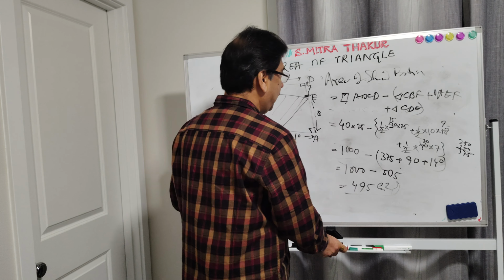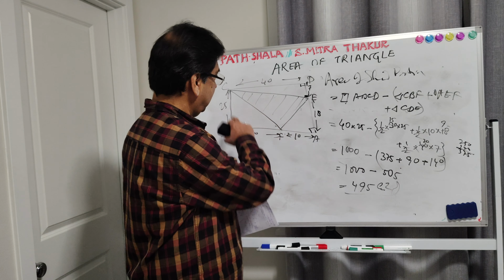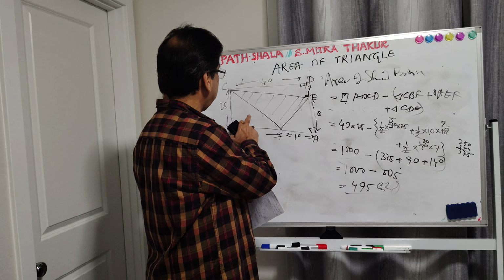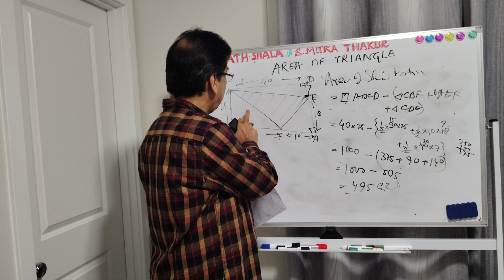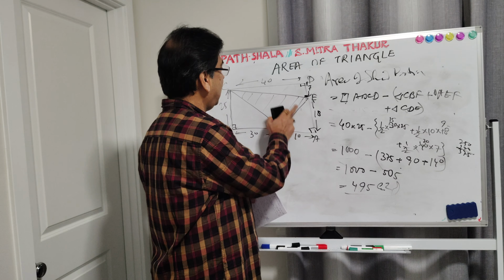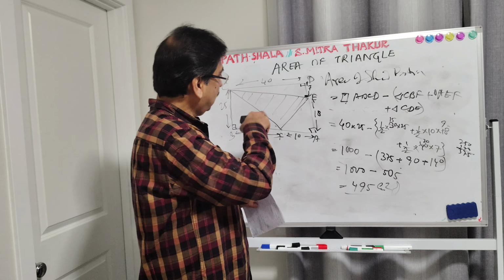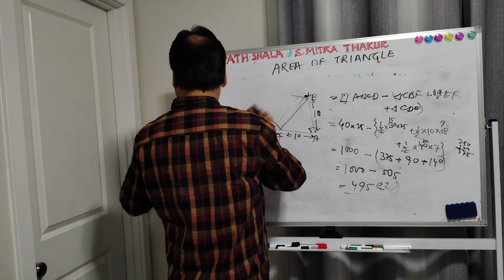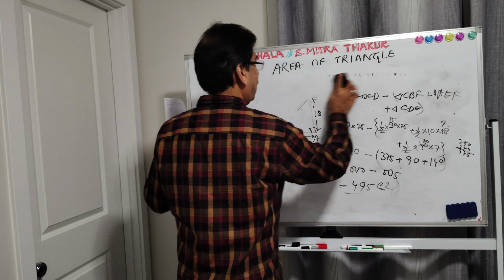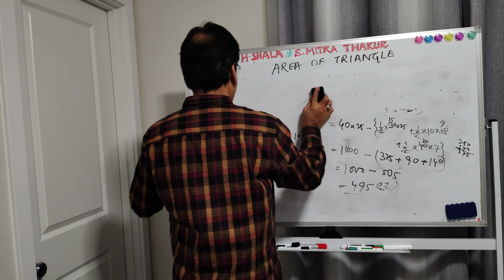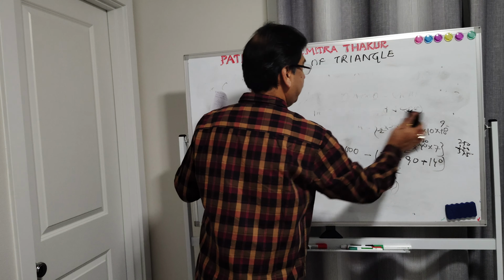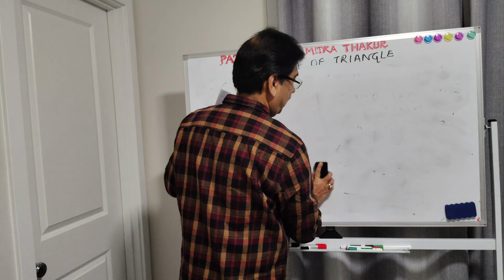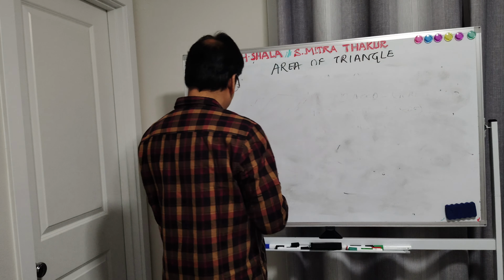So I think it is very clear to you. From the total area, subtract the area of these triangles, then I will get the shaded area, right? Now again, there is another problem. This is the last problem from this chapter. So you will see this.